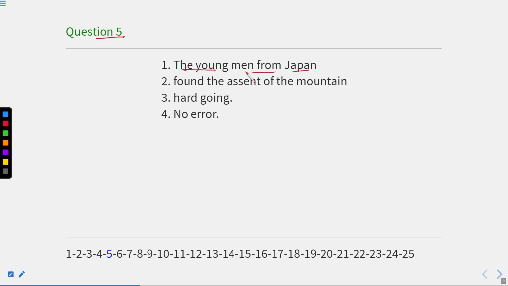The young man from Japan found the ascent of the mountain country. Now, what is actually the ascent of the mountain? If we talk about ascent, this is like a mountain. When you are climbing upwards, it means you are ascending. So this is actually ascent, the slope which is going upwards. Whereas assent is like consent. When you agree with something, that is known as assent.